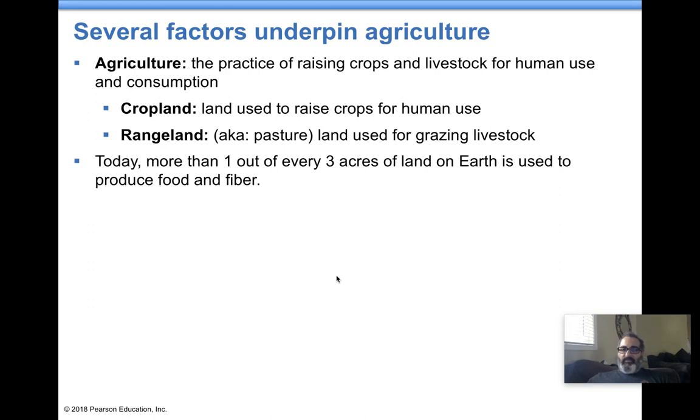It enabled us to have cities and areas where people can reside in, and we can grow food next to those areas, and therefore we didn't have to transport things very far. Rangeland is land used for grazing livestock, cropland for growing the foods that we like. Look at this. 1 out of every 3 acres of land is used to produce food and fiber and to grow something, basically.